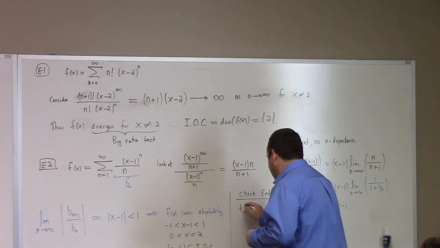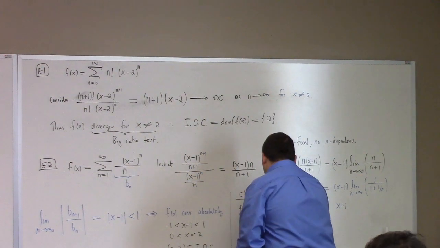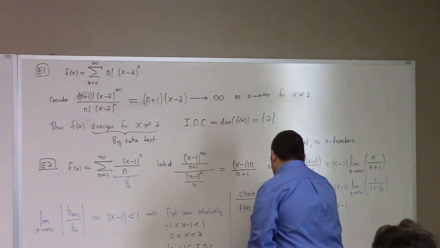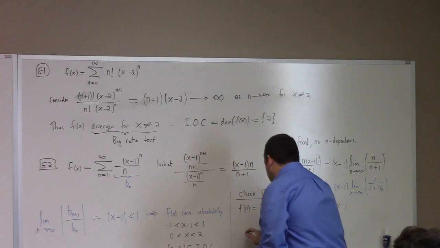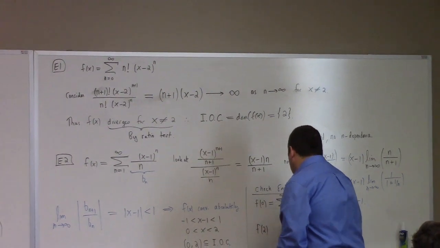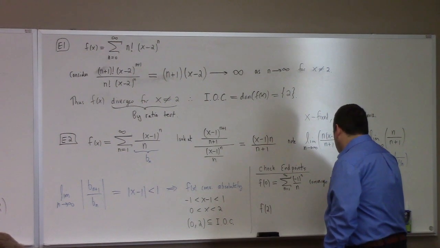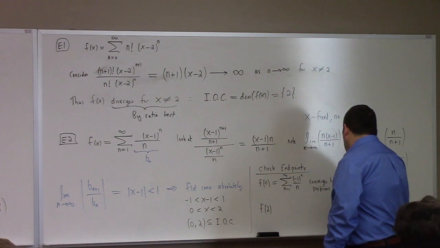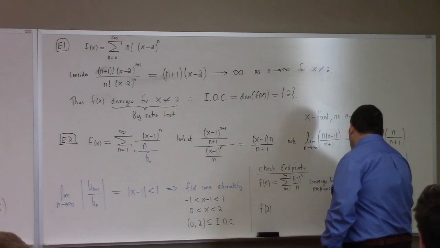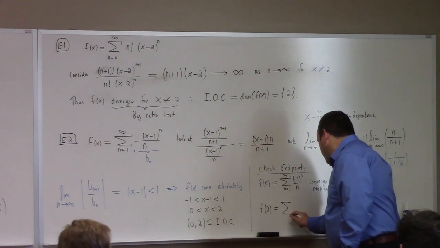So what is f of 0? Go back to here, plug it in, what do you got? Looks like minus 1 to the n over n, right? That's the alternating harmonic series. We know that this converges by previous discussion, right? It's the alternating series test. And f of 2, what is f of 2?